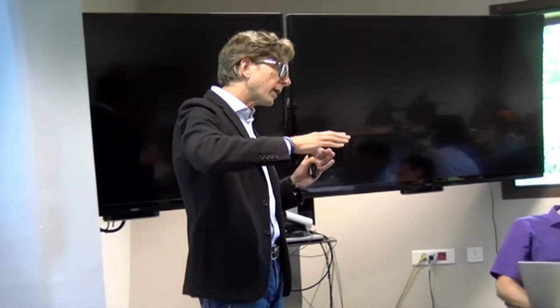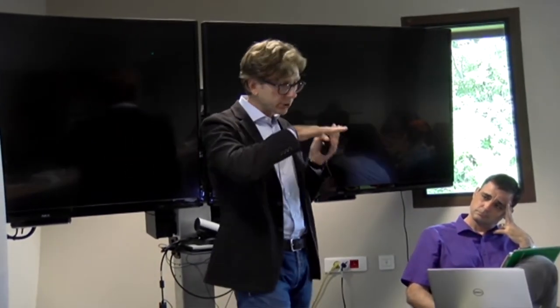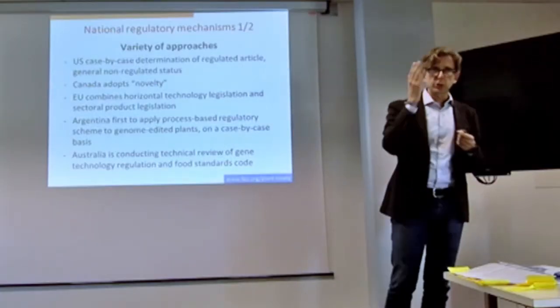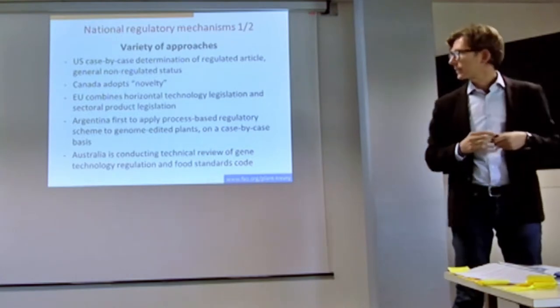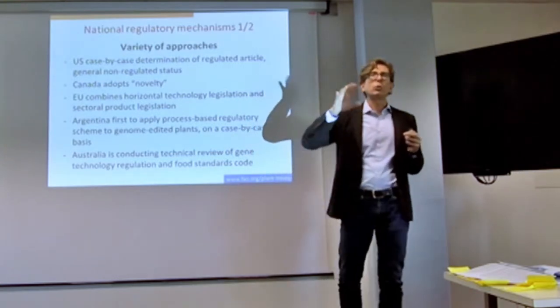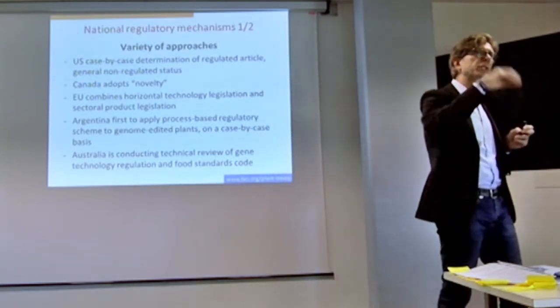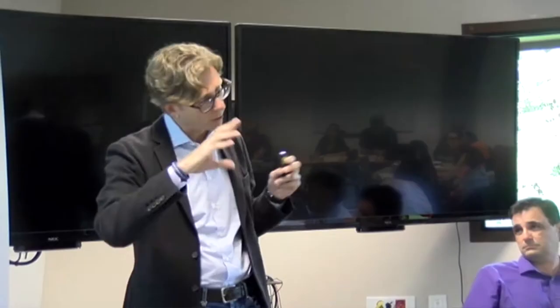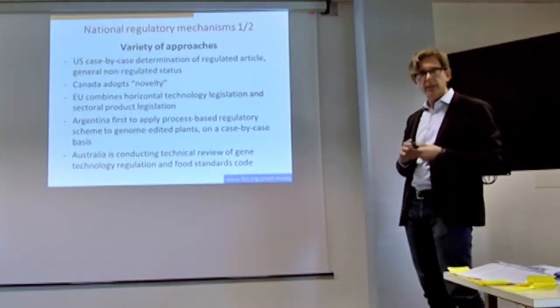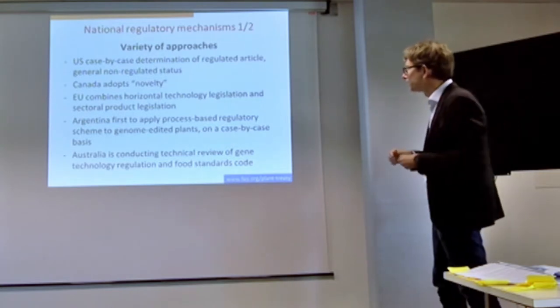The EU combines horizontal legislation on biotechnology, a European directive of 2001, with sectoral product legislation, food safety, just to give you one example. In general terms, it's a more process-oriented regulation. So I regulate the technology, I don't regulate the product, or I regulate both the technology and the product, because the two definitions that trigger the regulatory setting combine the two.